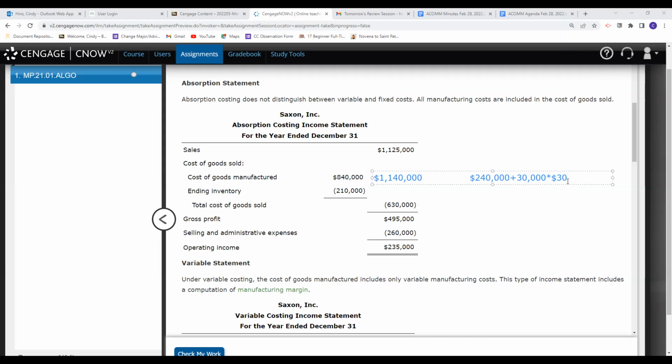So the 240 plus 30,000 times 30, that's all replacing the current cost of goods manufactured?